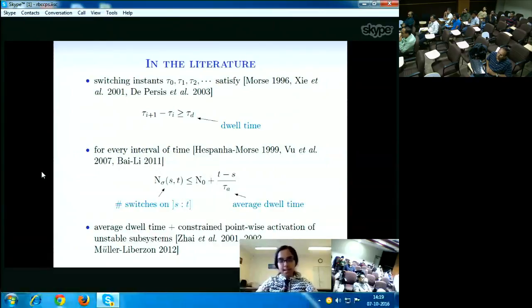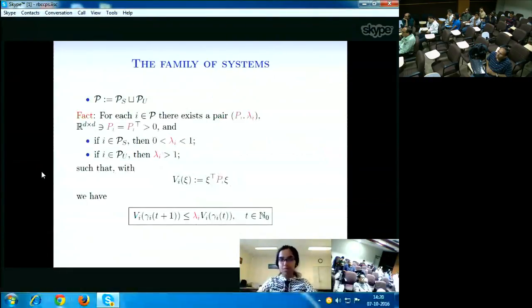Now, one issue with these results is the numerical tractability. Because when you are constructing a switching signal, it's not really an easy task to check certain conditions on every interval of time. So what we decided to do is the following. We wanted to accommodate unstable systems and transcend beyond these point-wise conditions. So we will not ask you to check anything on every interval of time. Now before we look at what our condition is, we will quickly take a look at some properties of the given family of systems and the set of admissible switches, which we will utilize in our main result.